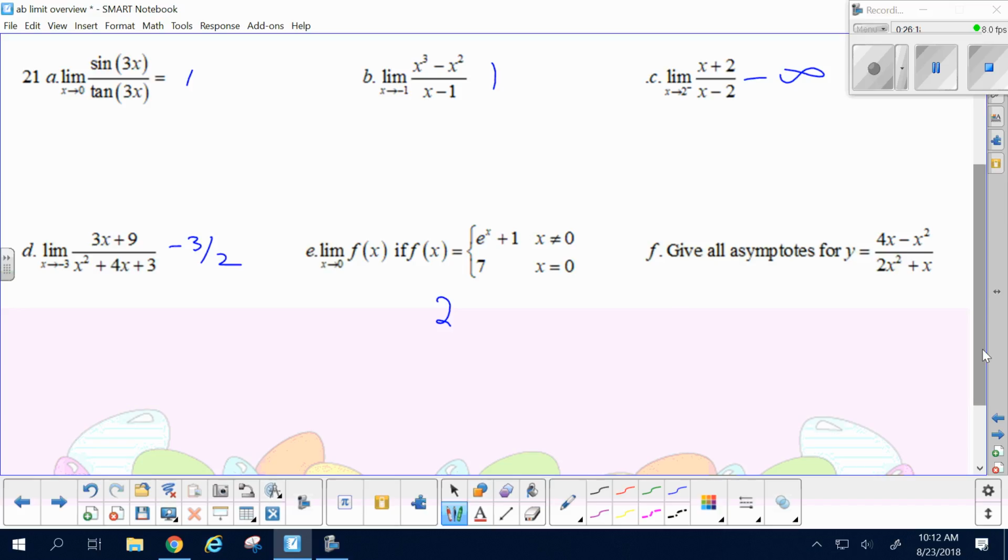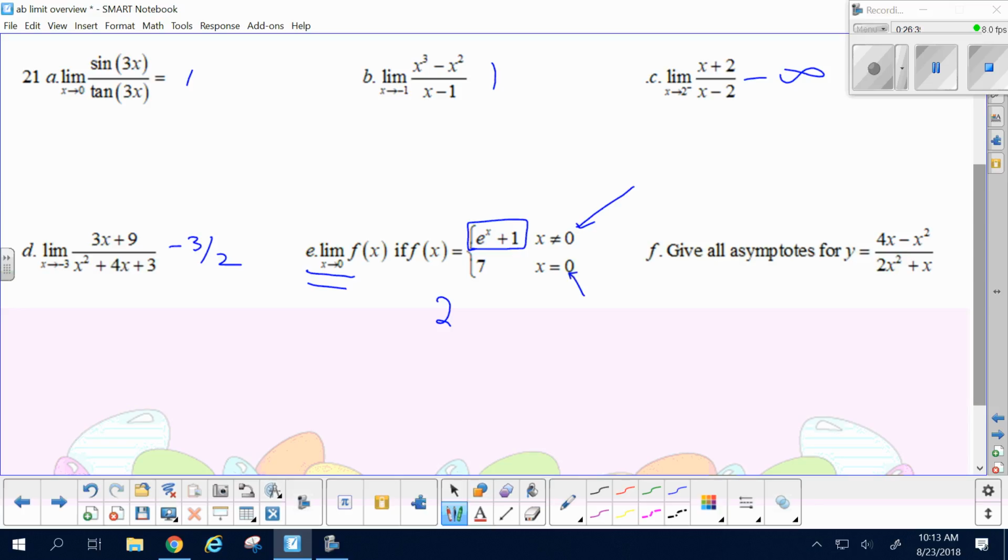Okay, if x approaches 0, then do I use at 0 or approaching 0? Approaching 0. And if I use this rule at 0, I get e to the 0 plus 1, which is 2. Remember, limits are approach at their core. All right, so it is 2.